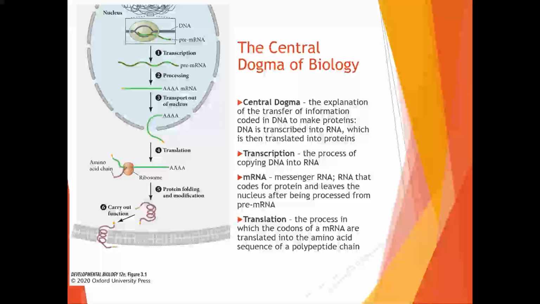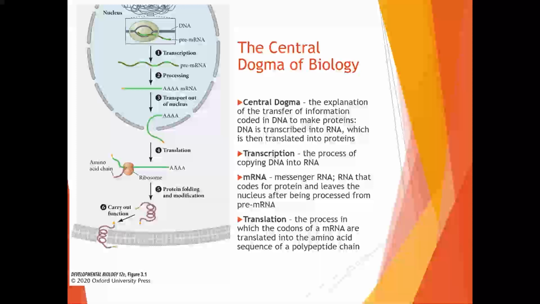Then once it has been processed, it can be transported out of the nucleus as a mature mRNA. And then we come to step 4, where that mRNA finds a ribosome and the codons can be read and turned into an amino acid chain through the process known as translation.